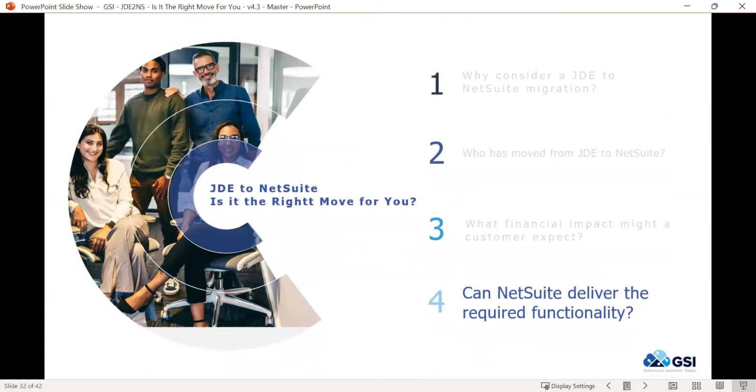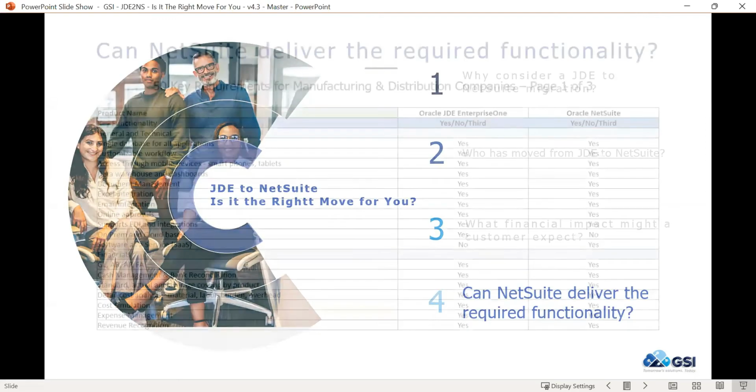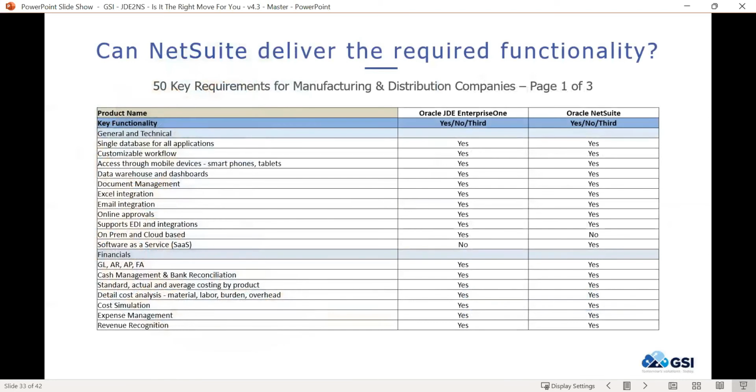The last section we want to talk about is, can NetSuite deliver the required functionality? Again, remember the crazy shirts model? Hey, SaaS ERP is about functionality. I don't have to worry about infrastructure. That's now taken care of for me. Here's what we found, and we utilized team members from both our JD Edwards and NetSuite consulting practices to look at some 50 key requirements around a manufacturing and distribution company.